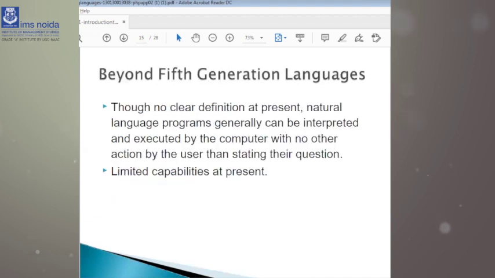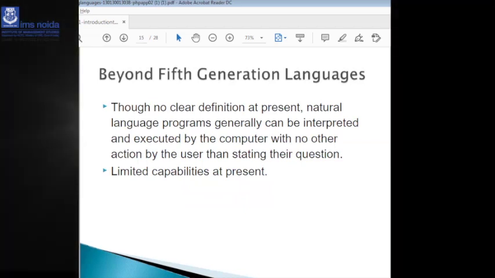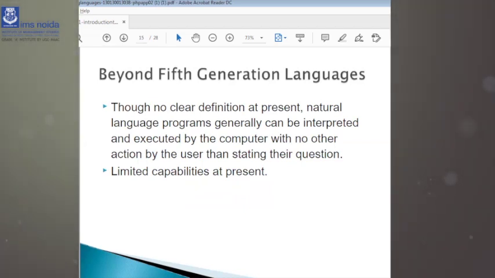So beyond fifth generation language, although there is no clear definition at present, natural language programs generally can be interpreted and executed by the computer with no other actions by the user than stating their questions. So limited capabilities at present. Like today itself, there are so many challenges. Like what happens if machines take control of humans, right?